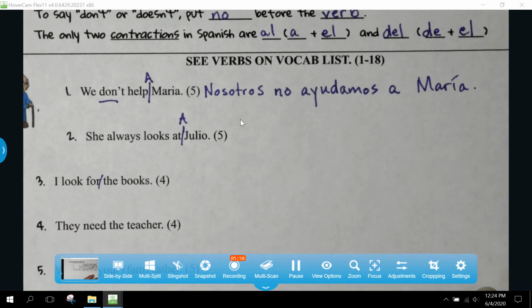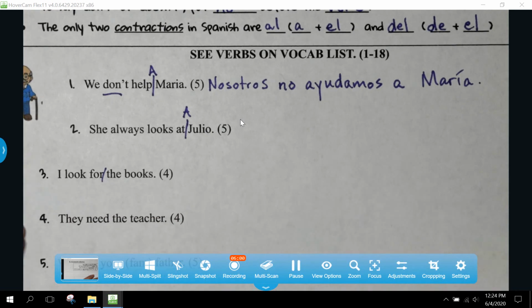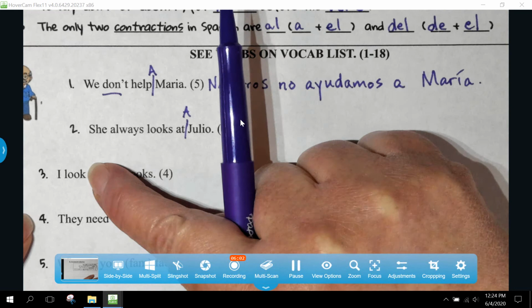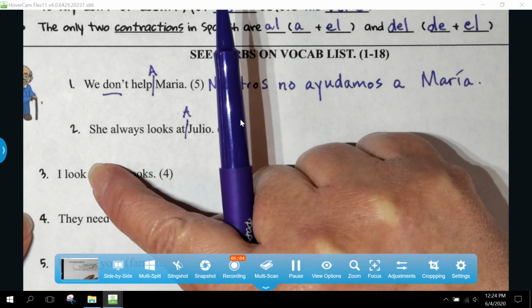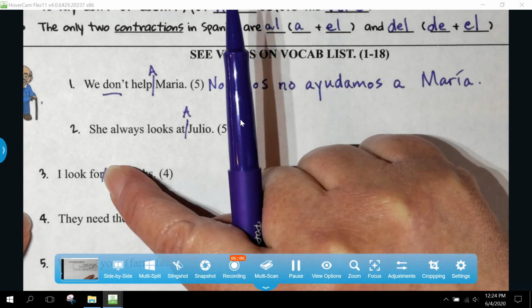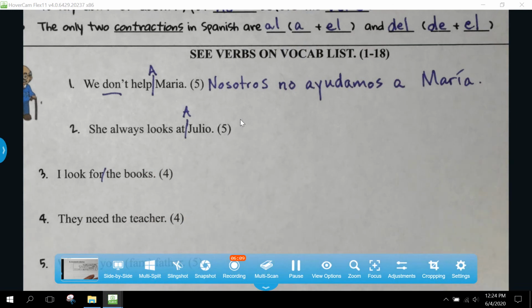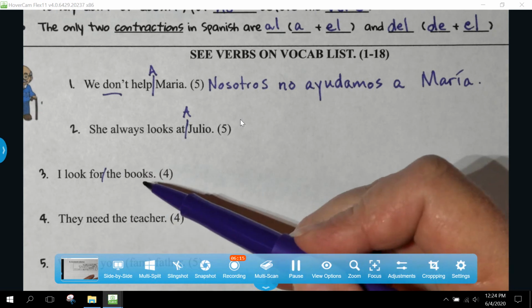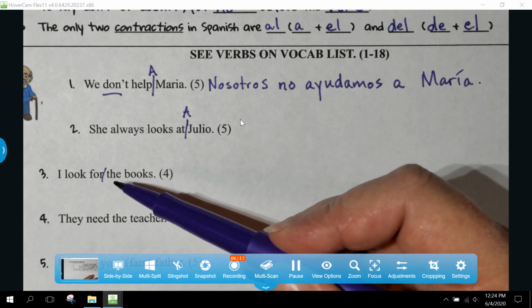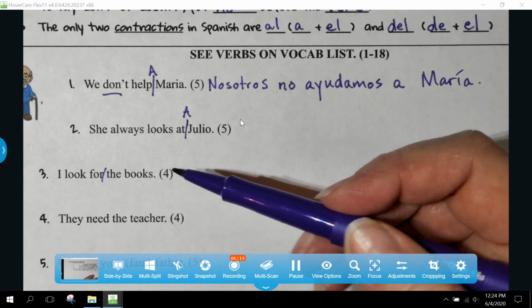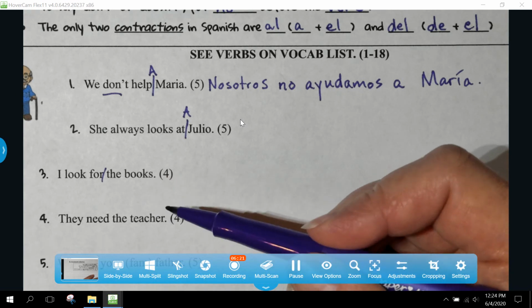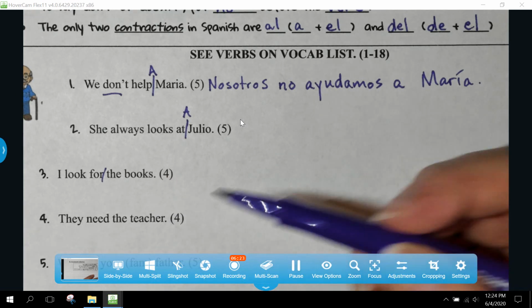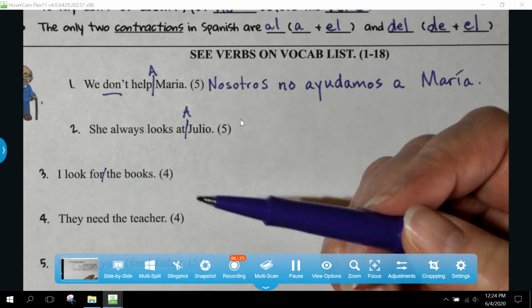Number 3, I look for the books. Your English brain is going to tell you to put the slash mark after look, but the Spanish verb in this sentence is look for. So I look for the books. I stop right there. I look for who or what? The books is the answer, right? Are the books people or pets? No. So I do not need a personal a there.